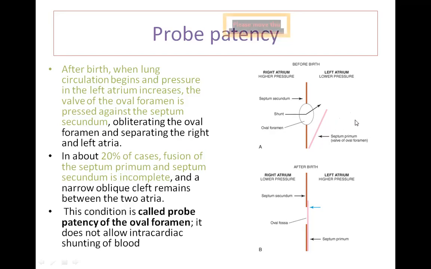In 20% of cases, fusion of the septum primum and septum secundum is incomplete, and a narrow oblique cleft remains between the two atria, which allows a small probe. That is why this condition is called probe patency of the oval foramen, and it does not allow any intracardiac shunting of the blood.